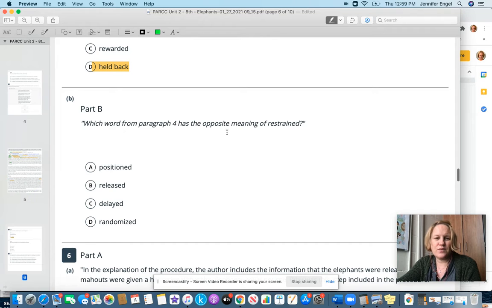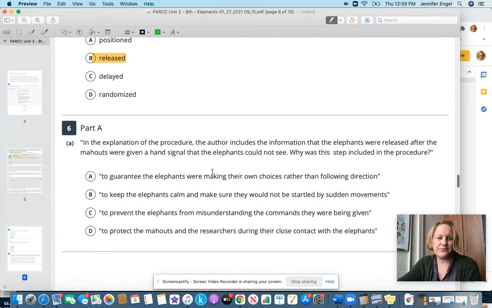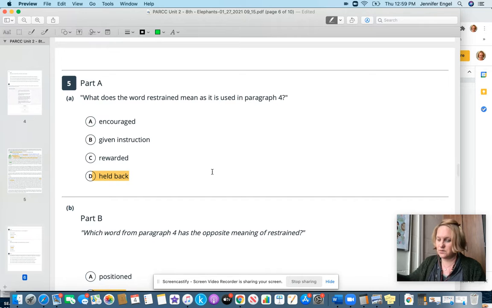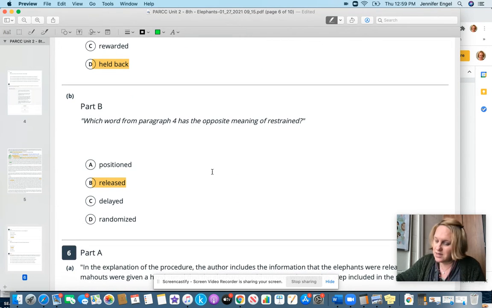And then which word from paragraph 4 has the opposite meaning of restrained? Well, we just said that. Released, right? Okay. I'm going to see if I get this right without reading the whole thing. It was just asking me a vocabulary word. So 5, part A, I said was D. And 5, part B, I said was B.